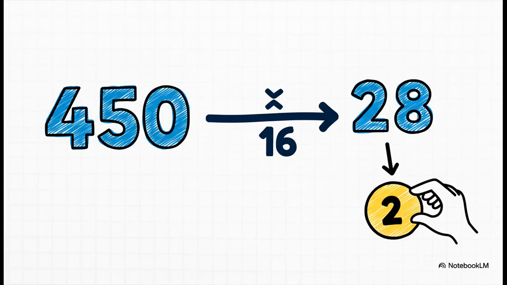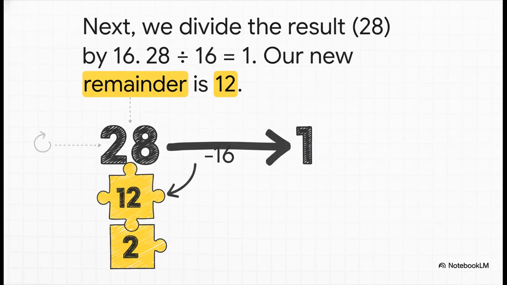First up, we take 450 and divide it by 16. That gives us 28, but with a little bit left over. That leftover part, our remainder, is 2. Now you want to hang on to that remainder. It's the first piece of our answer. Next, we just do the exact same thing again. We take the result from that last step, the 28, and we divide that by 16. This time it gives us 1 with a new remainder of 12. Let's just set that aside with our first remainder.